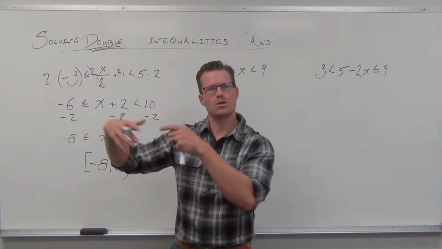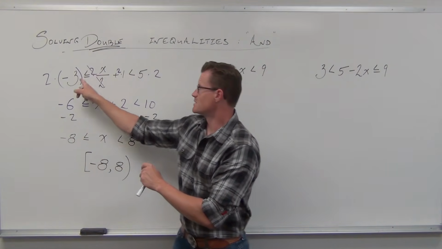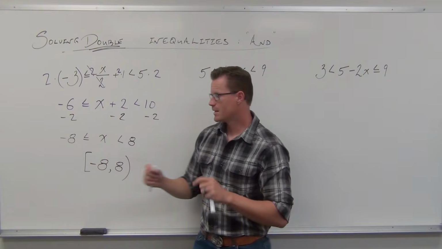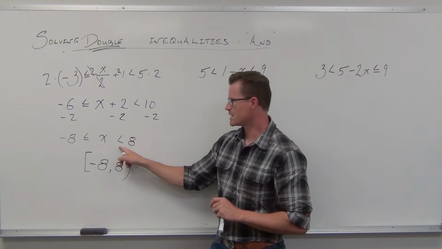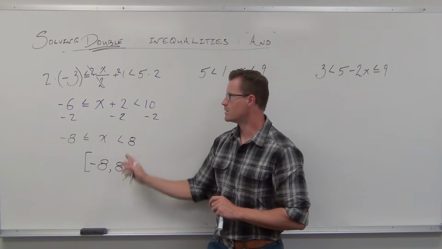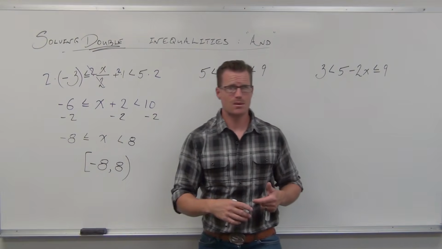Bracket, because that includes the negative 8 as part of the solution set. It says we're including the number that lets this be equal to negative 3. Cool. That lets the equation part of it happen. We're not including the number as this. We don't have that equals. We're not including the number that lets us be equal to the 5 when we plug those numbers in. That's the idea. That's a double inequality at work.